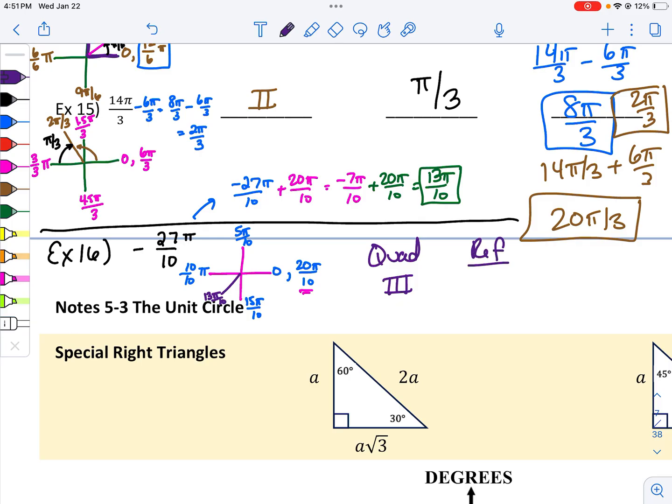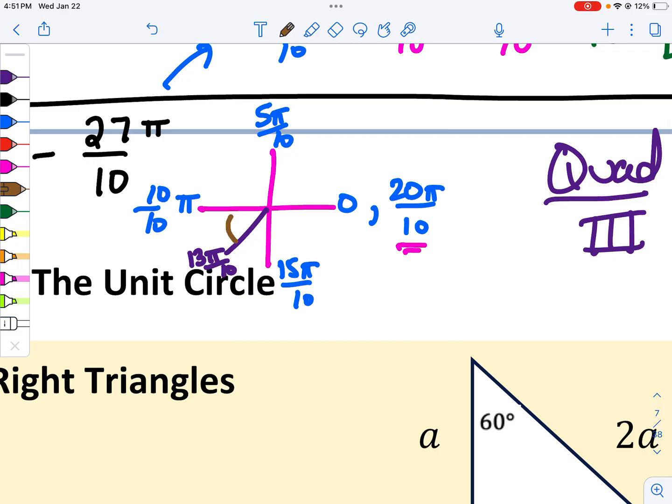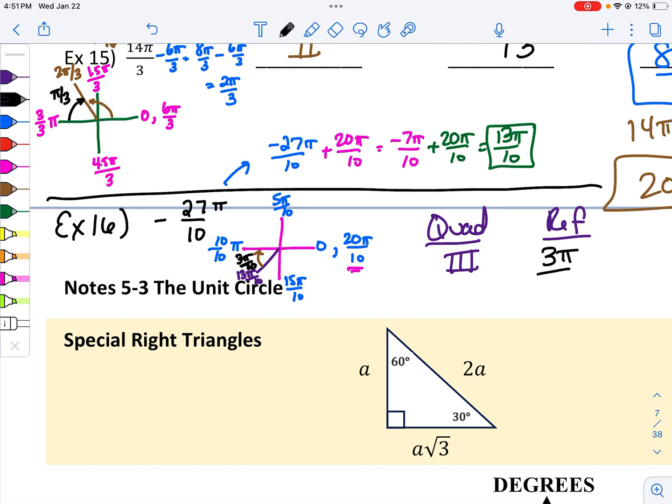Okay, let's find our reference angle. Our reference angle is how far it is to the closest x-axis. Well, the fractions are nice, right? It's 13 tenths to 10 tenths. So that's going to be 3 pi over 10. Oops, that's kind of messy there. So my reference angle is 3 pi over 10.